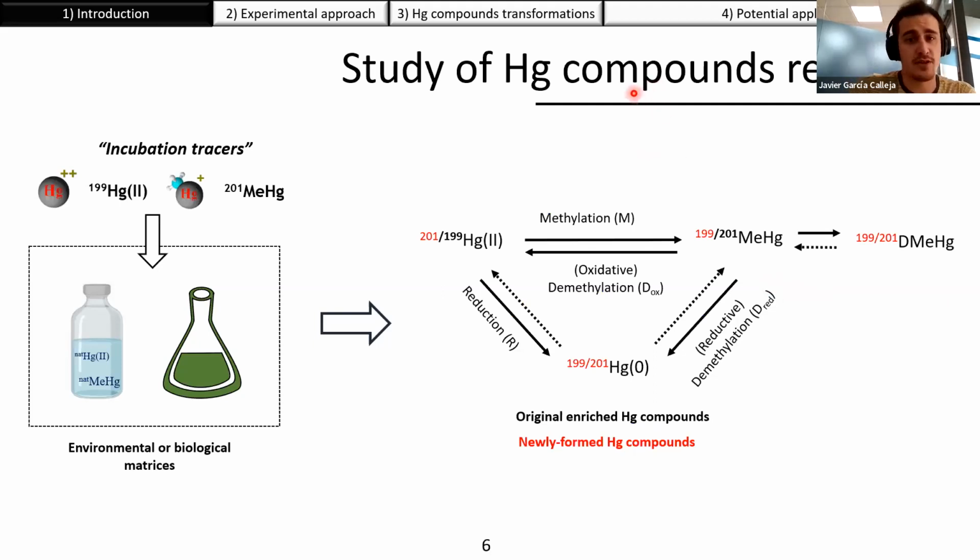The other use of the isotopic tracers is to study the mercury compounds' reactivity. Once we add the incubation tracers, we can have methylation and demethylation. Inorganic mercury can be reduced into elemental mercury. Methyl mercury can also be reduced through a two-step or one-step process. Also, both original mercury compounds that we added can be double methylated or methylated one time, forming dimethyl mercury.